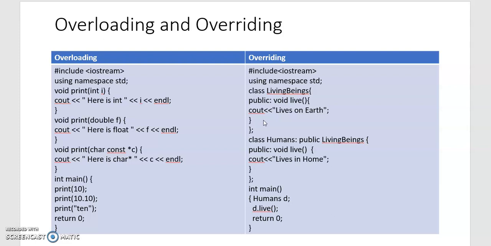In comparison with overloading, overriding is applicable in a situation where there is inheritance. If you look at this program, you have the iostream header file. Then you have a class here, living beings. It has a function called leave. It displays a statement, leaves on earth, and you have another class inheriting from it, called humans. Again, this has a leave function, and it is going to display leaves in home. I hope the concept is clear.